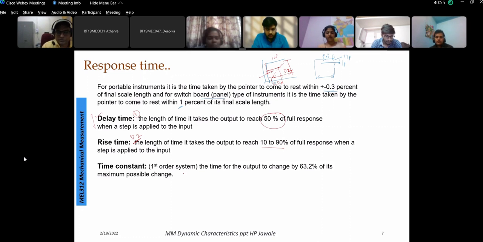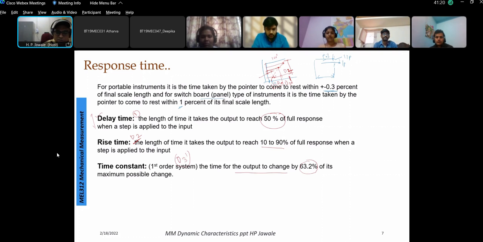The time constant. Now, time constant is nothing but the time for the output to reach a minimum of 63.2% of its maximum possible change. So for example, now 50%, and here is something called 63.2%. Now this is the time from T0. I call this D3. So this is the D3.